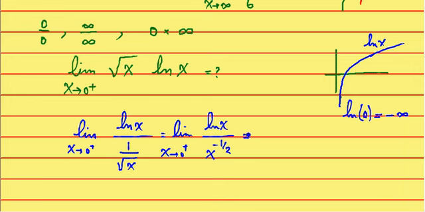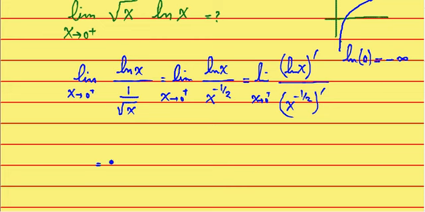One more round. Now I go ahead and differentiate. I say limit of the derivative of logarithm of x over the derivative of x to the power of minus 1/2, again as x goes to 0. Well, what is the derivative of logarithm of x? You know that well by now. It's 1 over x, and here the derivative is minus 1/2 of x to the power of minus 3/2. Remember, x is going to 0.